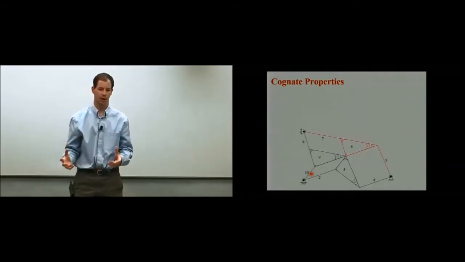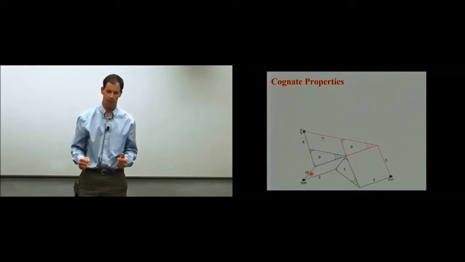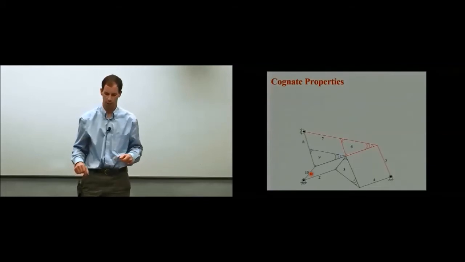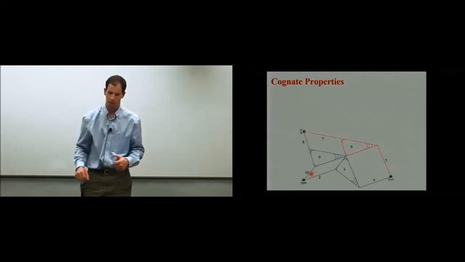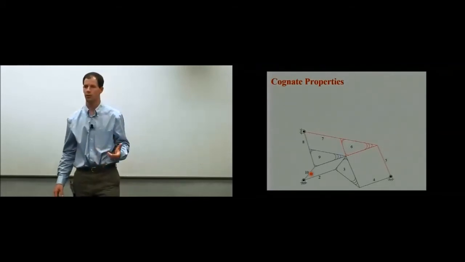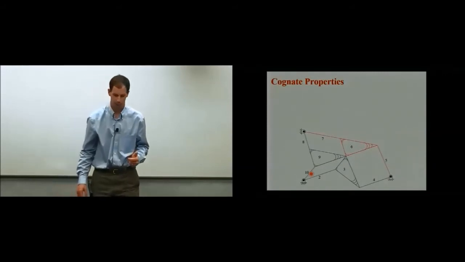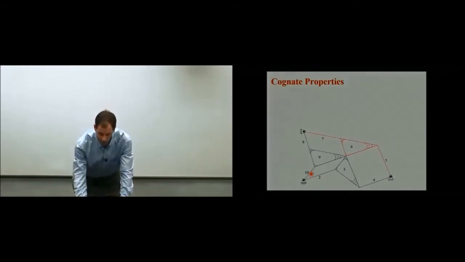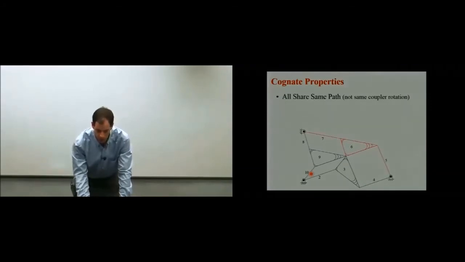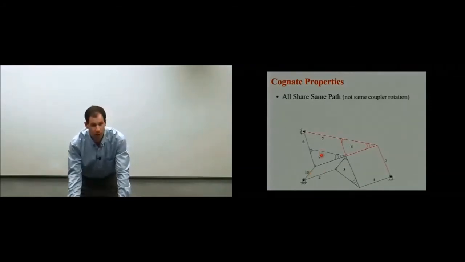But due to the fact that we have this perfect cognate construction, and if all these links end up being the correct lengths and we have all of our pivots at the right points, this will be mobile, even though Grashof tells us it won't. And so I can take all three of these guys and separate them out. So all three of these are sharing the same path. Recognize that through the coupler construction, or through the parallelogram construction, these do not share the same coupler rotation.